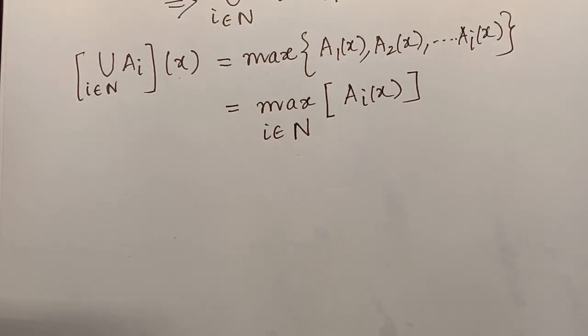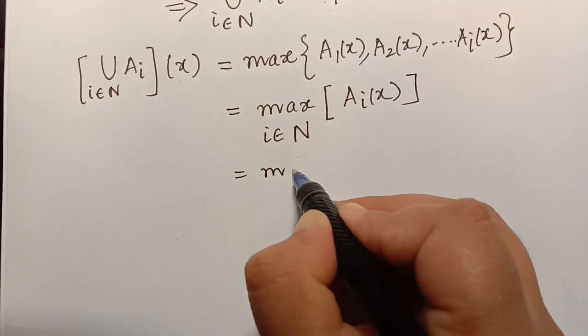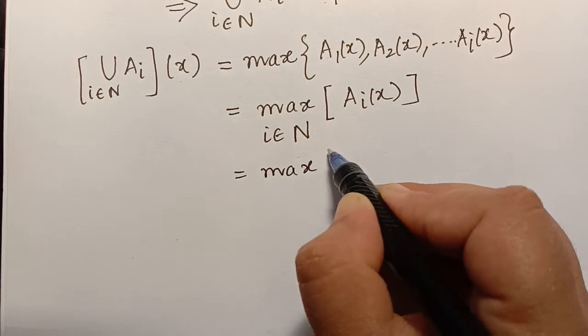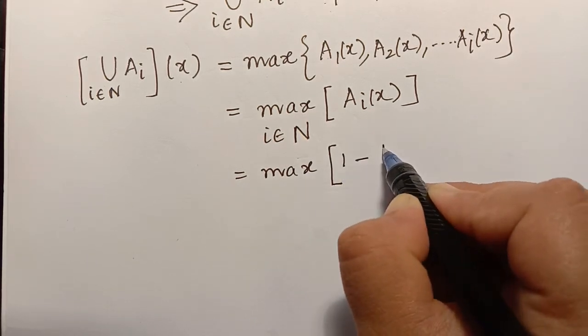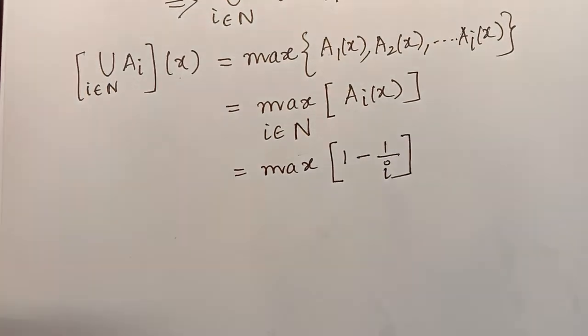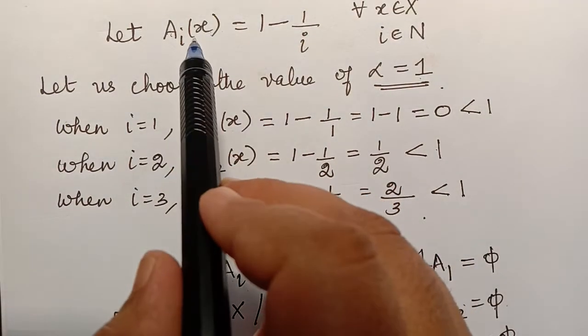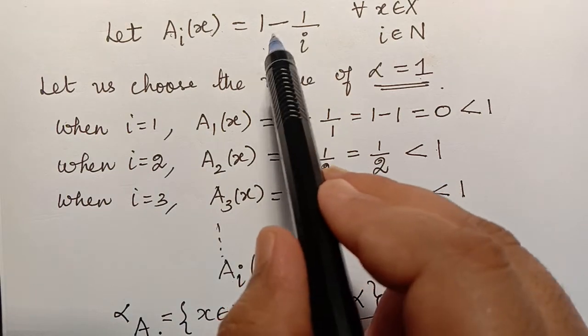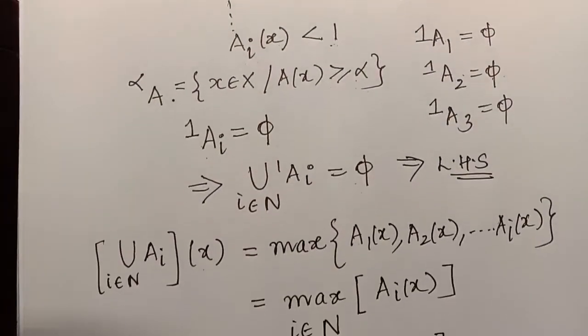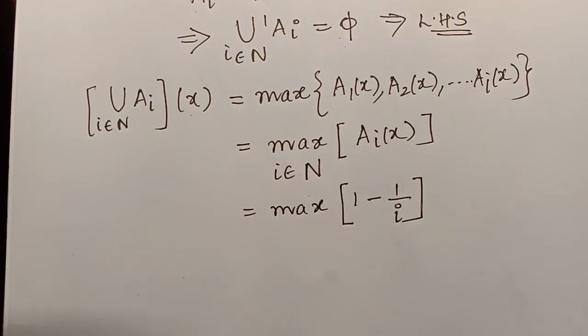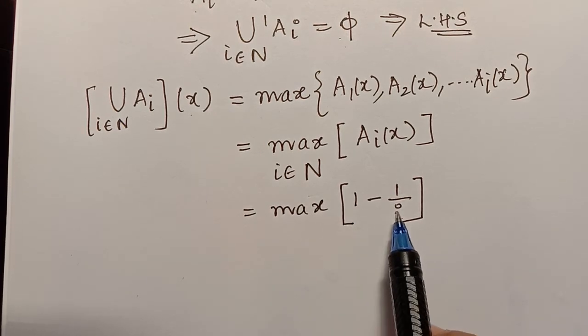So now that is equal to, now what is AI of X that we have taken? It is 1 minus 1 by I. So if you see here, the membership grade of the fuzzy set AI, we have chosen it to be 1 minus 1 by I. So here I am substituting that. So maximum of 1 minus 1 by I.